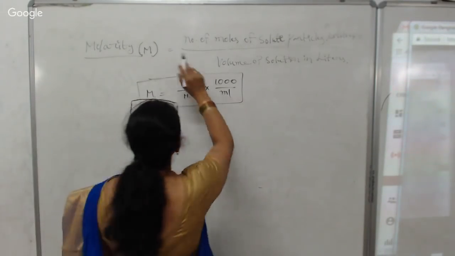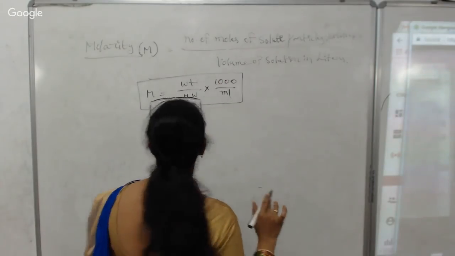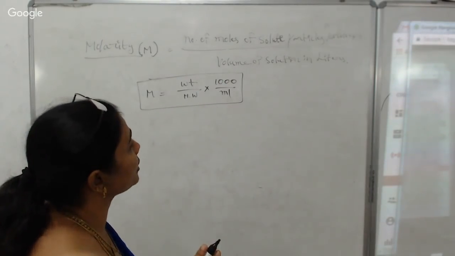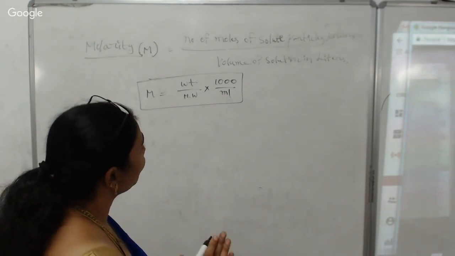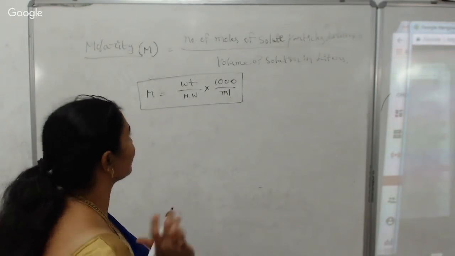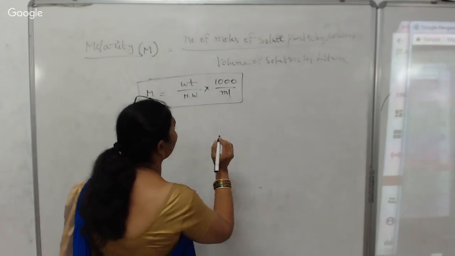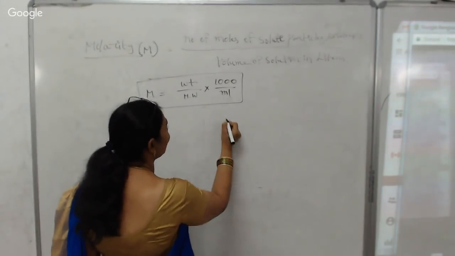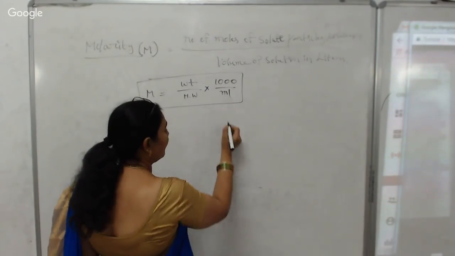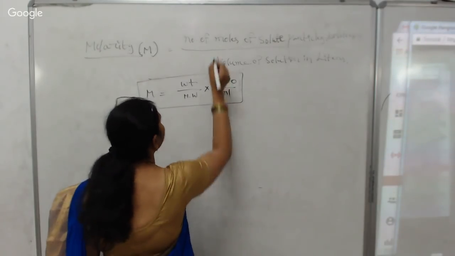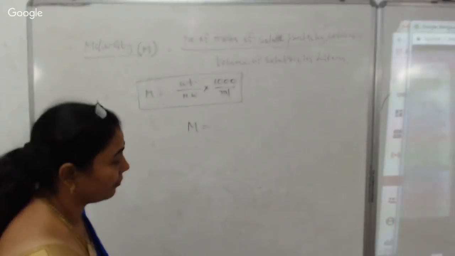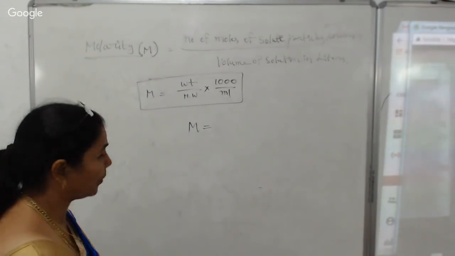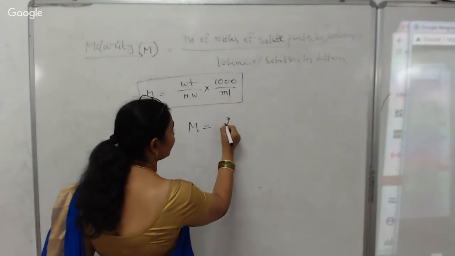Now, same formula you write down. Molarity is equal to number of moles of solute particles dissolved in volume of solution in liters. Now, number of moles, how will you write? Number of moles is nothing but weight by molecular weight. Now, what is the weight? Here it is given 20 grams, right?